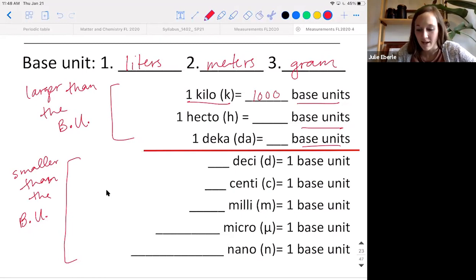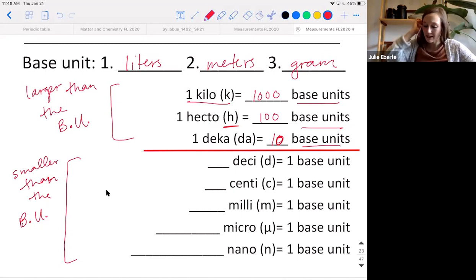1,000 base units, okay? So a kilo is bigger by 1,000 because it takes 1,000 of our base units to equal 1 kilo. So what about a hecto? We abbreviate that with H, that's 100. What about a deca? How many years are in a decade? 10. Some of these you're more familiar with than you probably realize. Okay, we abbreviate deca, DA. Okay, those are the ones that are bigger than the base unit.